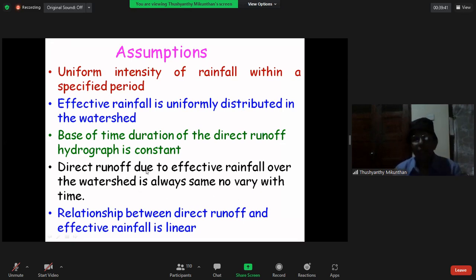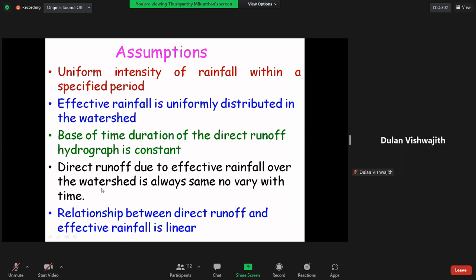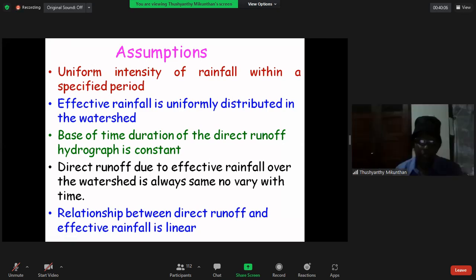So while doing the calculation, you can see what we are doing. For a 2 hour rainfall, suppose for a 4 hour rainfall, we are multiplying by 4. But this is not correct, because we assume the effective rainfall over the watershed is always the same and does not vary with time. In reality, it does vary.